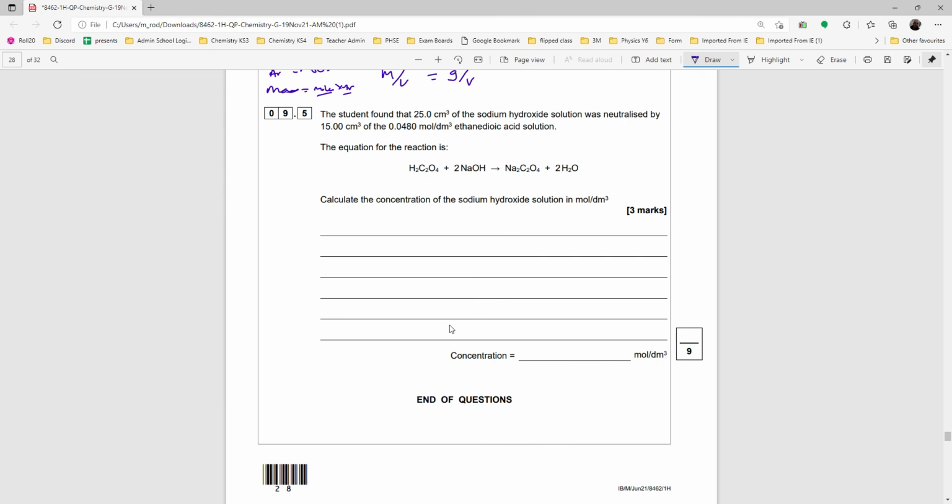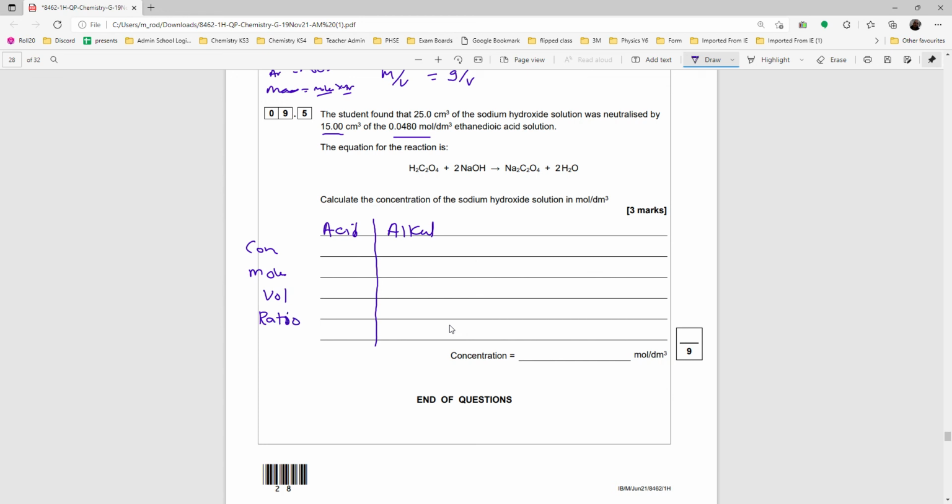Next, the student found that 25 centimeters cubed of sodium hydroxide was neutralized by 15 centimeters cubed of that concentration. Okay. I'm sorry, I'm going to do this the long, boring way. I'm going to start off with making my table. Acid, alkali, and on this side, I'm going to have concentration. I'm going to put down my moles. I'm going to put down my volume. And I'm going to put down my ratio. And now I'm just going to start filling in some numbers.